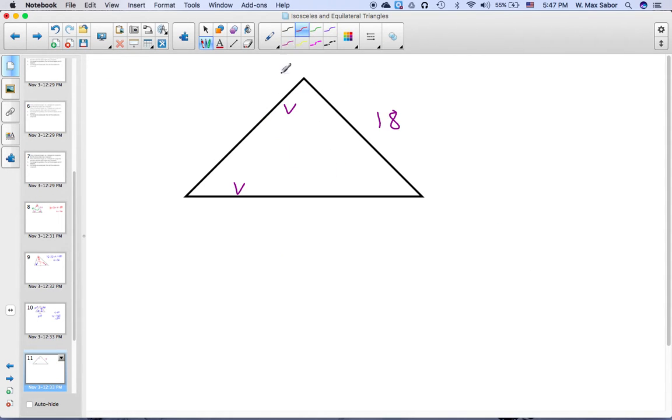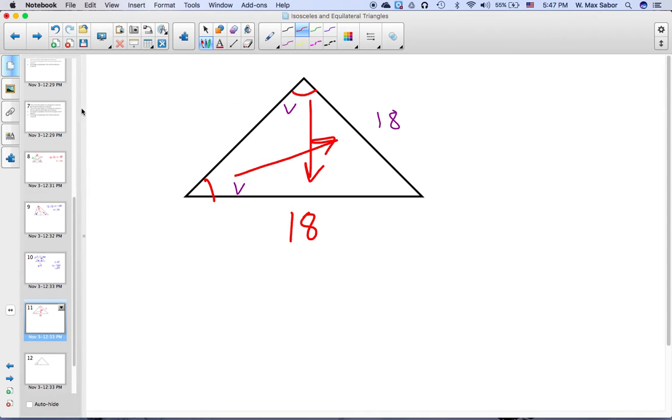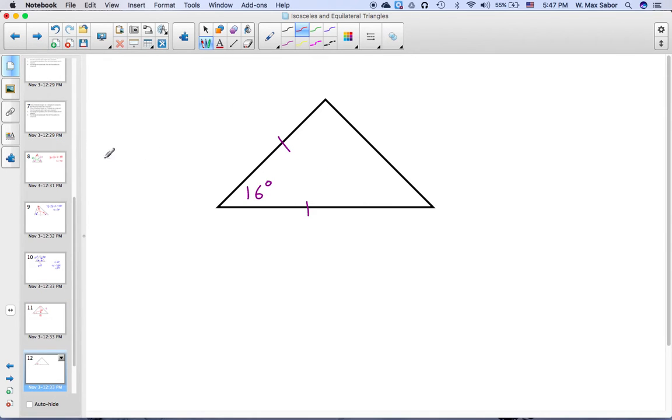All right, we were told that these two are the same, so that means that the sides across from them are the same. So that 18 is also this 18. There's nothing else we can find, because we don't know anything about this angle, and all we know is that these are the same. They could be different. They could be any two angles that are the same, as long as they're both acute.